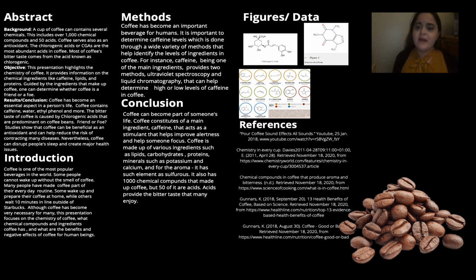Caffeine being an important ingredient in coffee, there are methods to identify the levels of caffeine. For example, there are two methods. One of them is ultraviolet spectroscopy, and the second method is liquid chromatography. But there are many others that are used to identify the high levels of caffeine, but also the low levels.